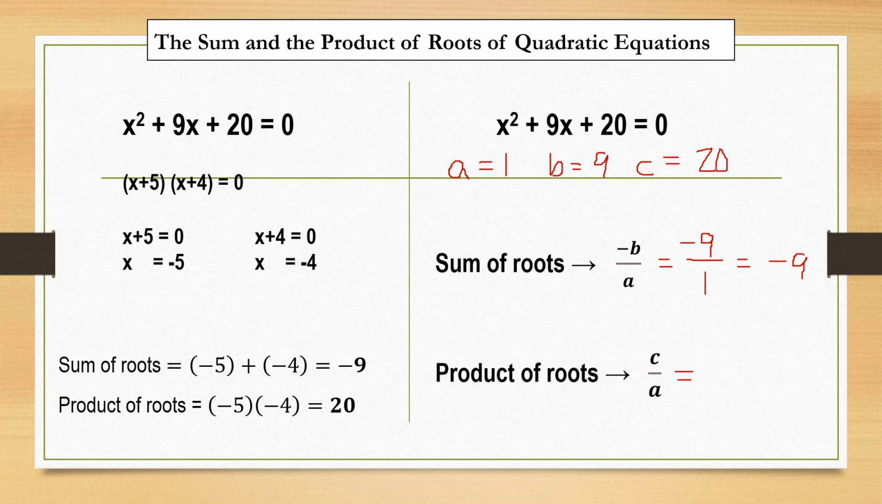For the product of the roots, it is given by c over a. So let us substitute the values of c and a. C, we have 20. A is equal to 1. Now 20 over 1 is equal to 20. So as you can see, the sum of the roots is negative 9. The product of the roots is 20. So we were able to come up with the same answer. So this is the shorter way of determining the sum and the product of roots of quadratic equations.